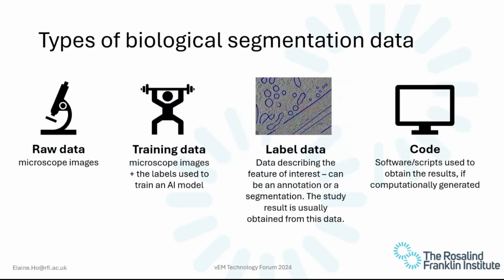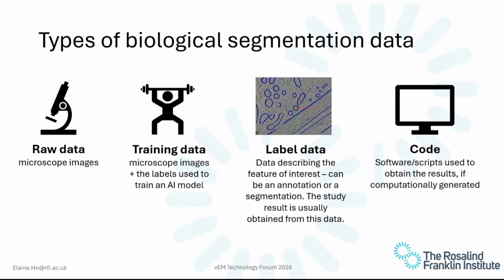Just a quick round of definitions for the types of biological segmentation data we looked at. First off is probably the most straightforward, so raw data, which comes from the microscopes. The second category of data we looked at was training data. So if you had an AI model used in the study, were the images and the labels used to train this model made available online?